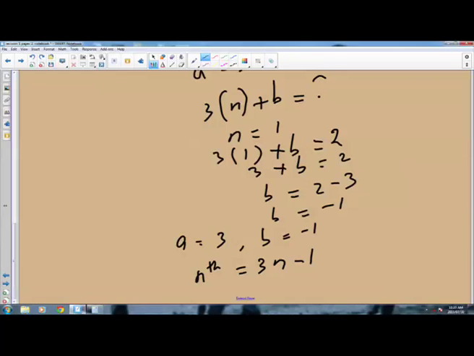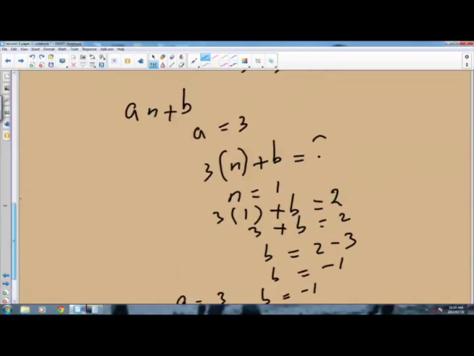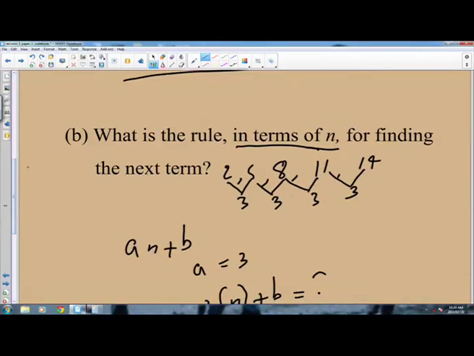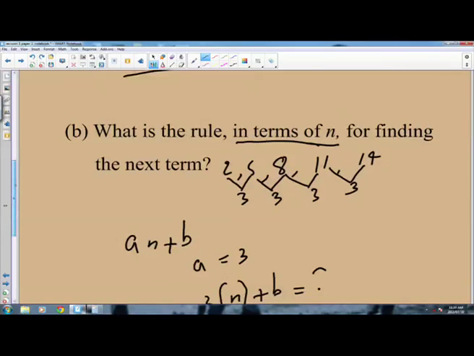Check, is this expression correct? We can use the second term. It doesn't matter which term you want to choose. You can choose the second term, the third. The most important thing is when you choose the term at position number 2, we expect the answer to be 5. When we choose the term at position number 3, we expect the term there to be 8. So let us choose position number 2.